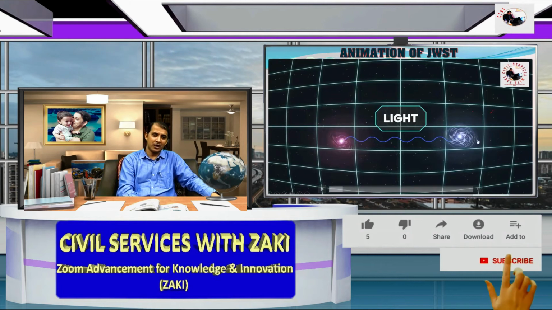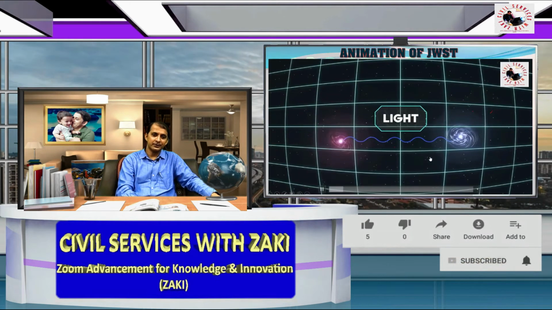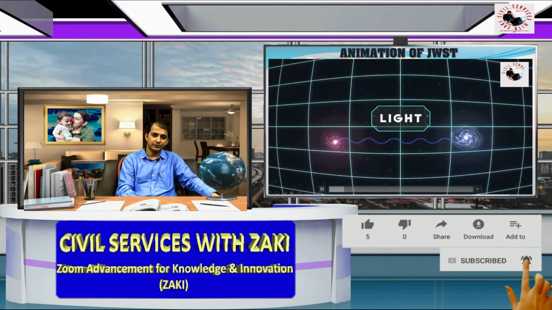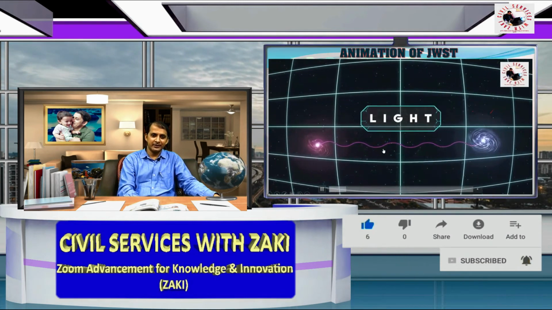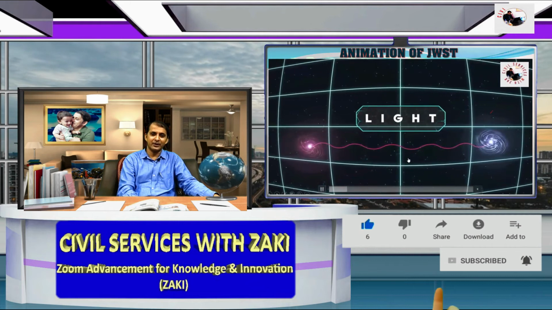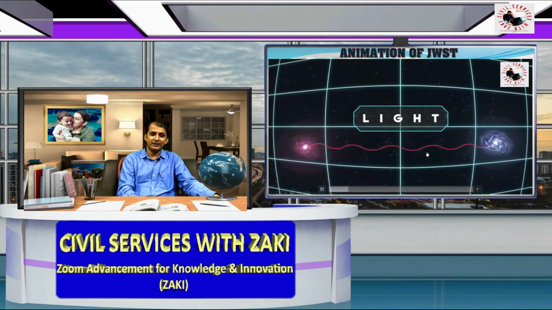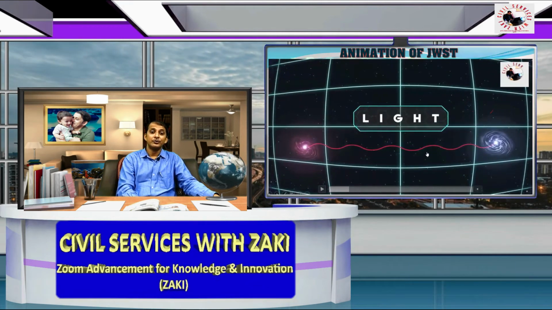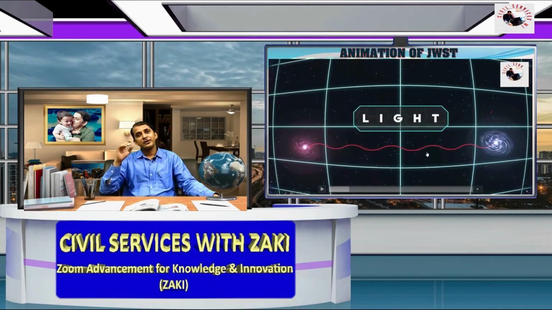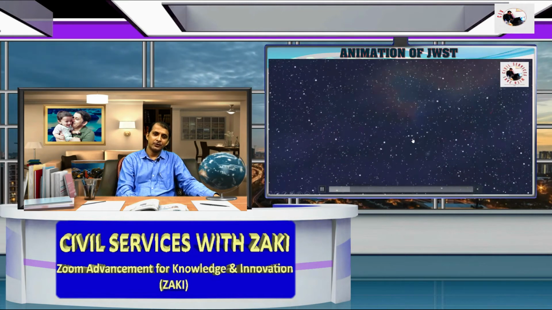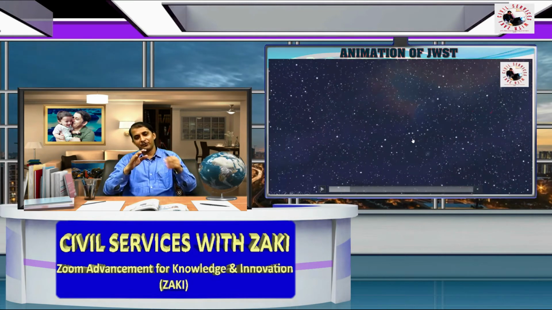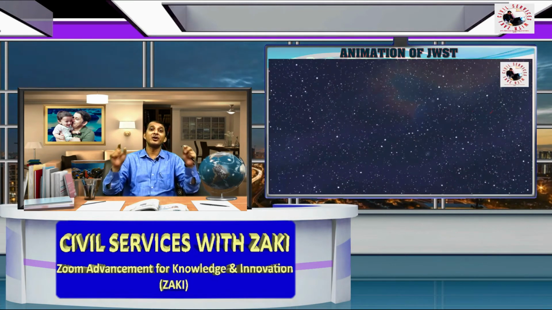So see here how. During the time it is expanding, the wavelength becomes longer and longer, and then it goes to the infrared. So that's why James Webb detects this type of infrared. And this shifting is called redshift.